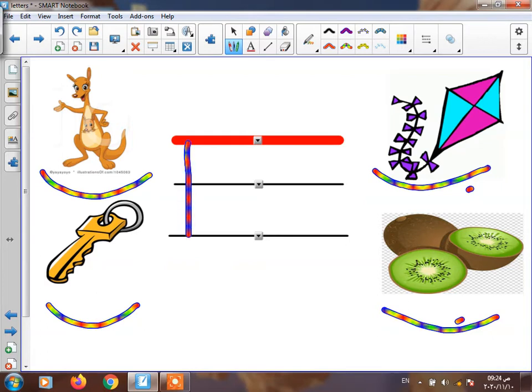Line down. And here from the middle, sleepy line up. Sleepy line down. How can I write sound K? Line down. Sleepy line up. Sleepy line down. Letter K, sound K.